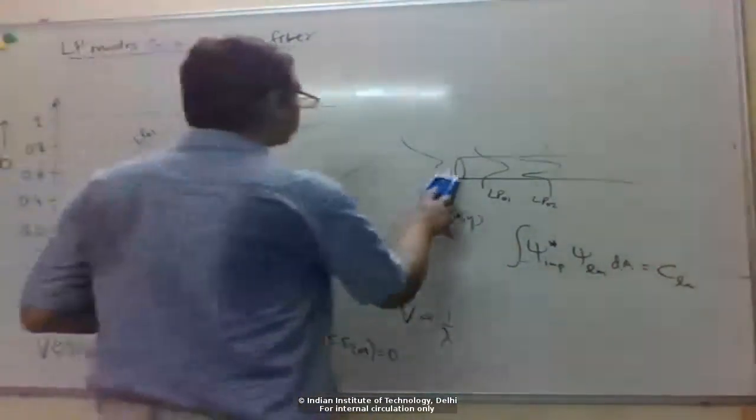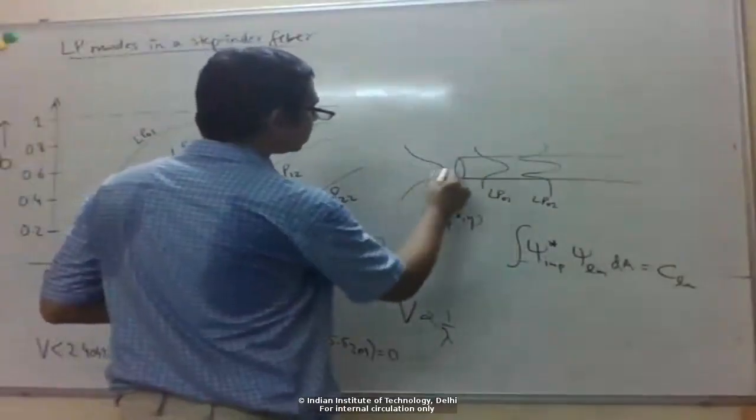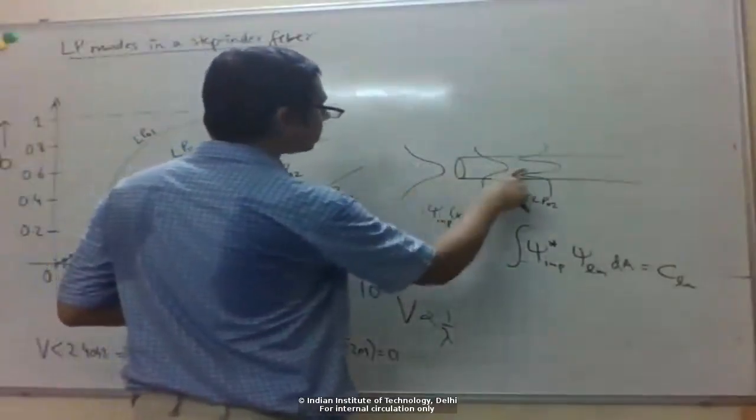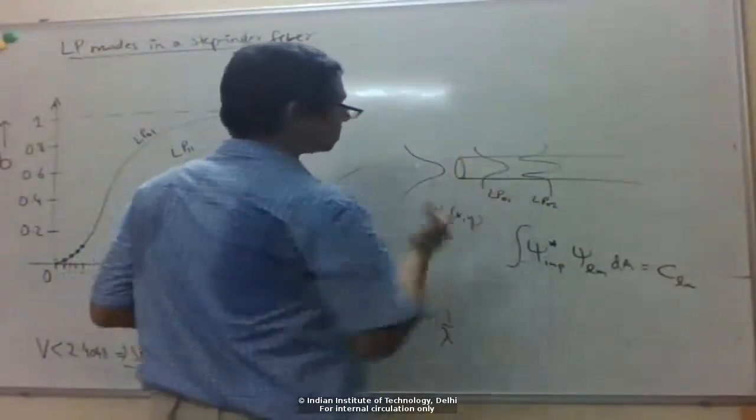For example, if you tailor your input profile to look more like the mode you want, the overlap will be maximum with that mode. With the other mode, the overlap will be smaller. So most of the power will be launched in this mode.